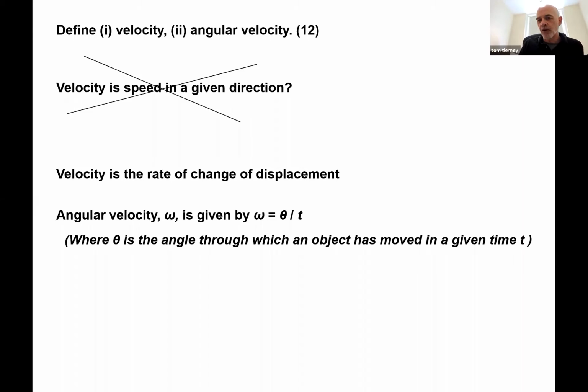If you just give a formula without defining the terms, so if you said omega is theta over t, you'd get 3 marks, not 6. Why? Because you haven't told us what theta and t stand for. So the easiest way of doing that is to either put it in a diagram or put it in a sentence.